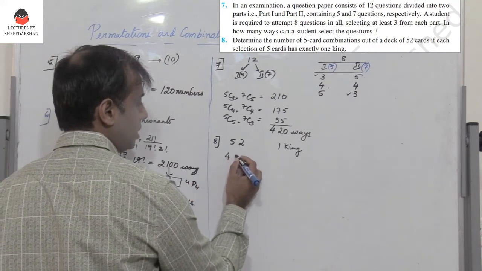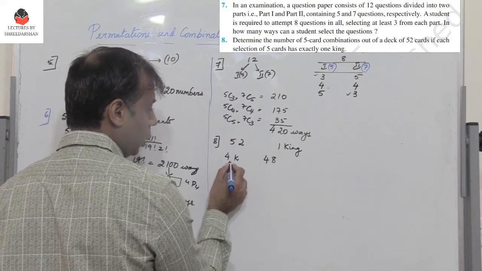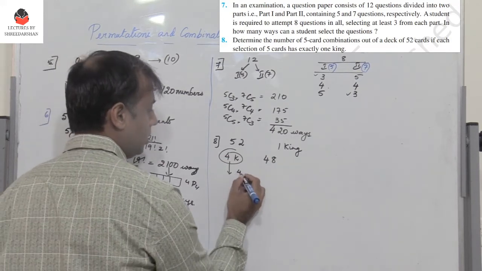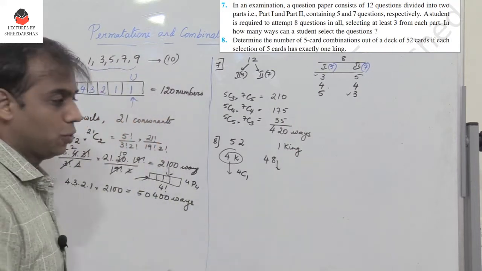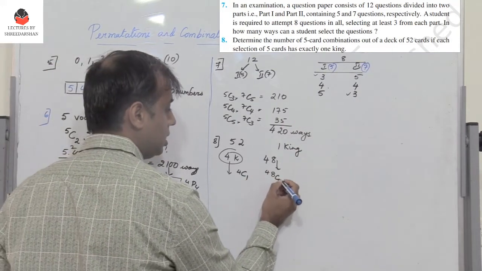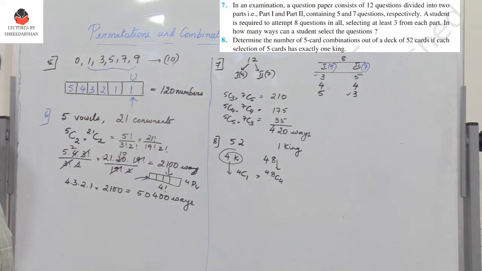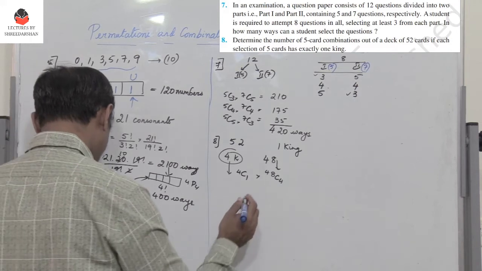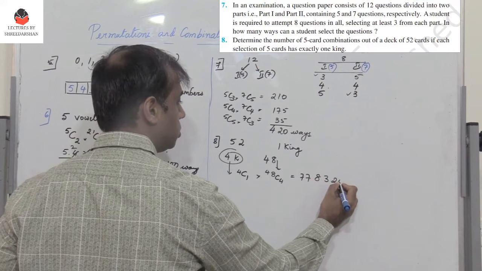So there are 4 kings, and then you have the remaining 48. So I have to select one from this combination. Among these 4 I have to select one, so it's going to be 4C1, and among the remaining 48 I have to select 4, so it's going to be 48C4. Very similar to our problem what we had done in exercise 7.4. So it's going to be 4C1 into 48C4. So you get the answer as 778,320 ways.